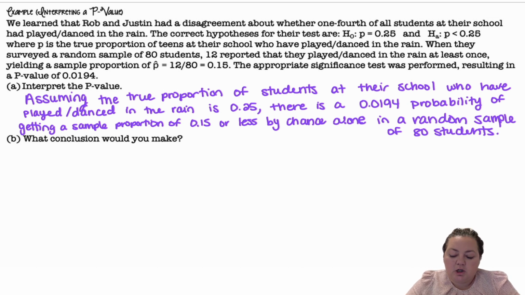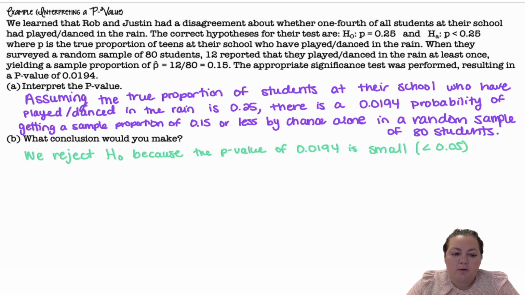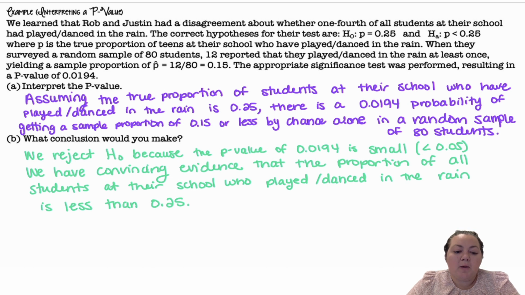All right, what conclusion could we make? So that p-value is pretty small. So we reject the null hypothesis because the p-value of 0.0194 is small. It's less than 0.05. That's kind of our cutoff, 5%. We have convincing evidence that the proportion of all students at their school who played or danced in the rain is less than 0.25.